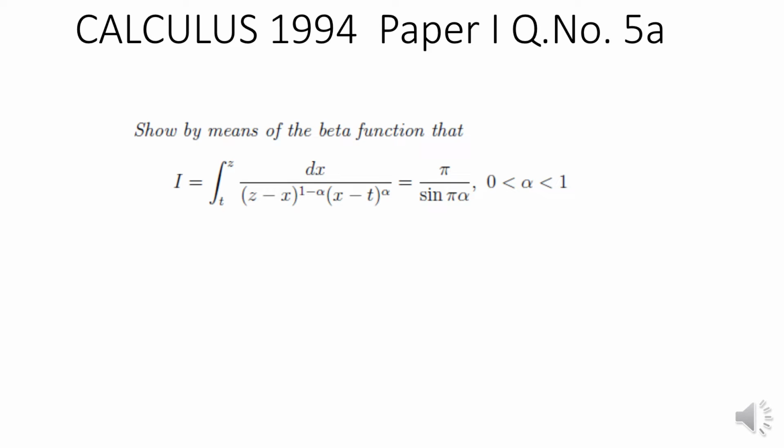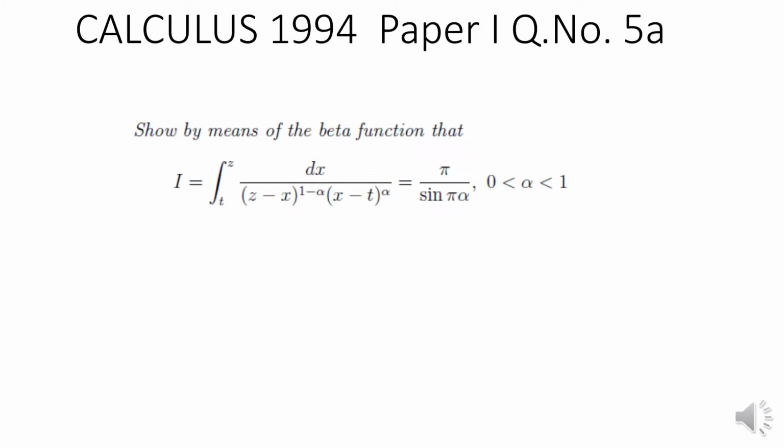In this video, question number 5a, Calculus 1994, we have to show by means of the beta function that this integral is equal to pi upon sine pi alpha. As I recall, question 5c of 1992 had the same right hand side, and there it was solved with the help of calculus, and I also said that we can solve it with the help of complex variables. Here we will reach that point and the rest we have already done.